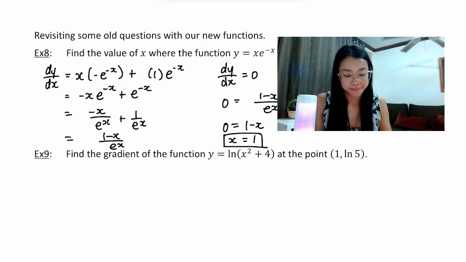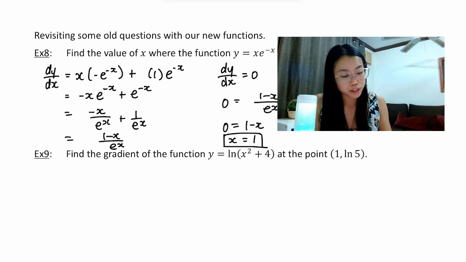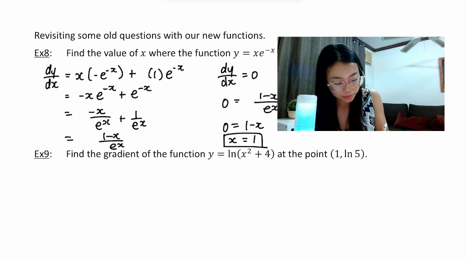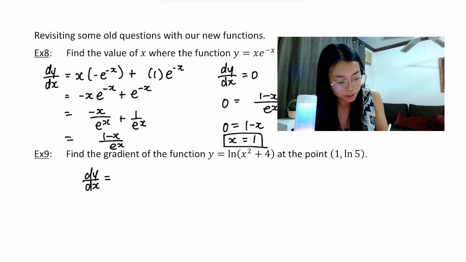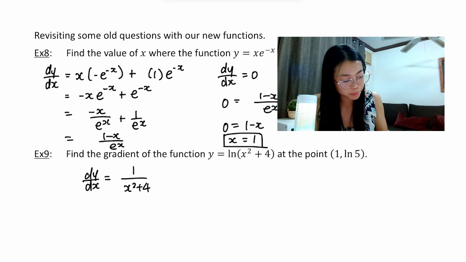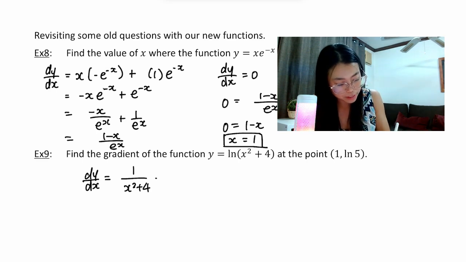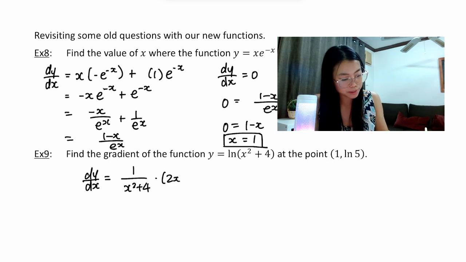Final question. Find the gradient of the function y equals ln of x squared plus 4 at the point 1, ln 5. So we'll start by looking for the gradient function. To do that, I want 1 over x squared plus 4, and then I want to multiply that with the derivative of the inside function, which is 2x. Okay, so there's my gradient function.